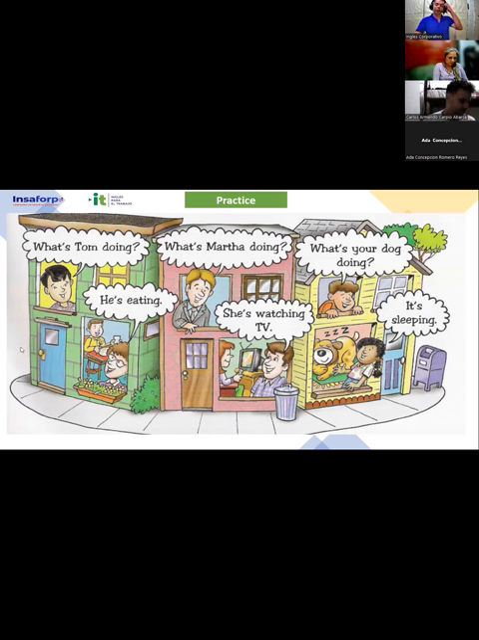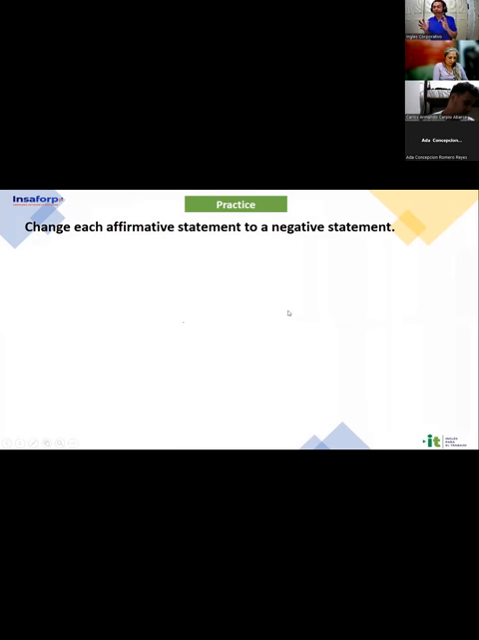Good. Now, let's continue, right? Here we have some sentences. Some of these sentences are affirmative. So you're going to change this affirmative into negative, right? Let's start with the first one. She's listening to music. I'm going to start with Elsa, please. Let's change this into negative, Elsa, please. She's not listening to music. My goodness, it's perfect. We use the contraction. Not listening to music. Okie dokie.